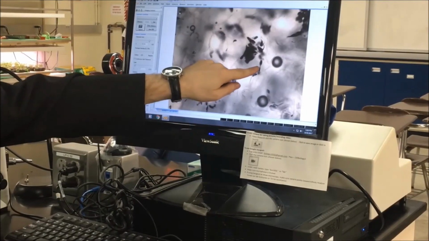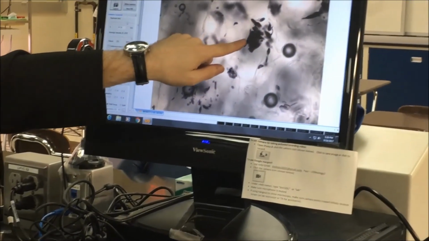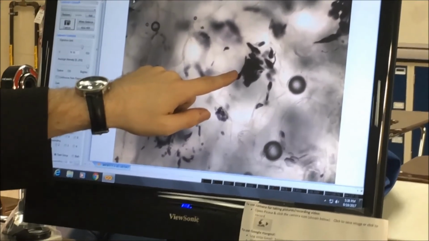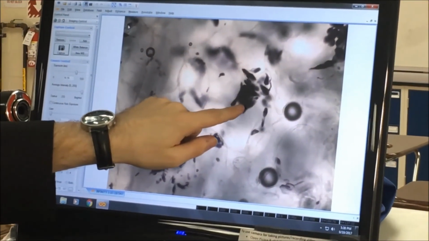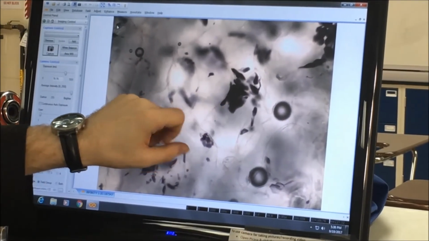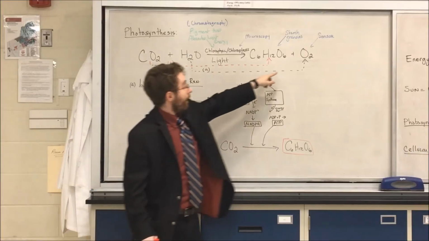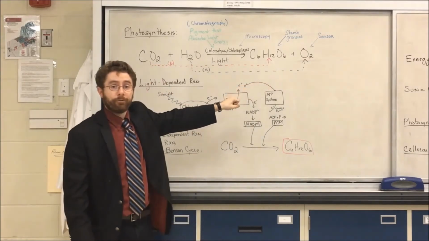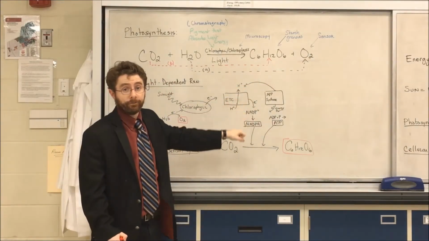So here we can see some of those starch granules. They've turned a bluish purplish black color, and you can see the production of starch as a result of photosynthesis. The oxygen we can also observe by using a sensor.